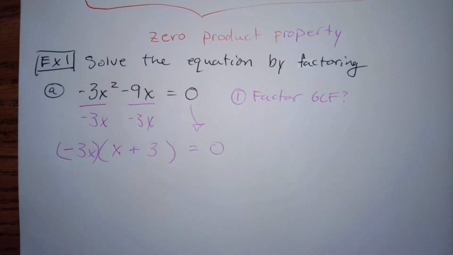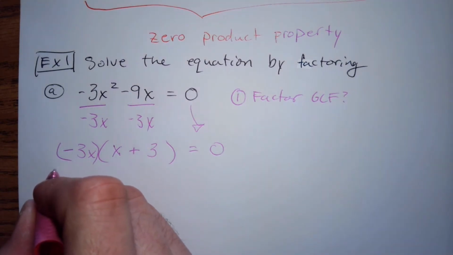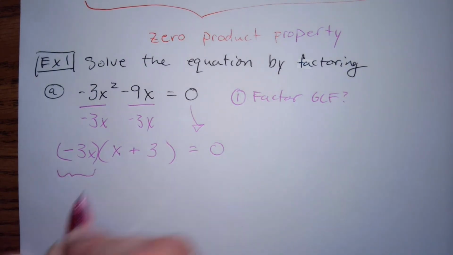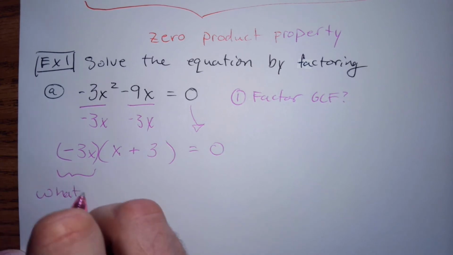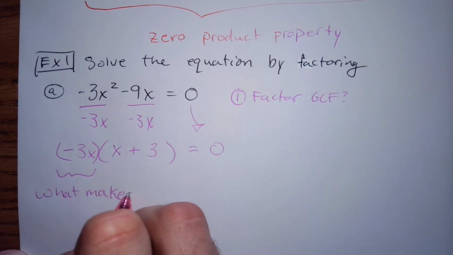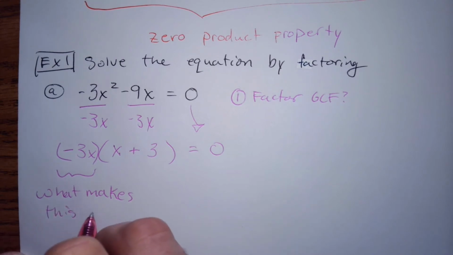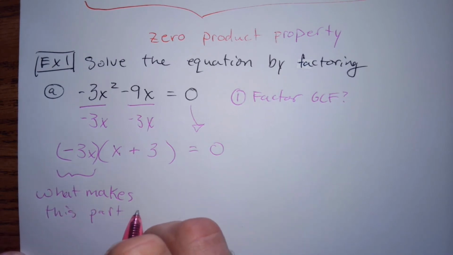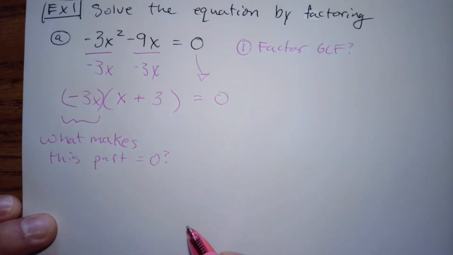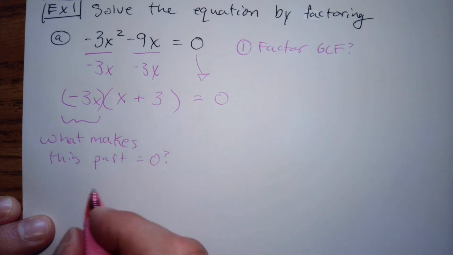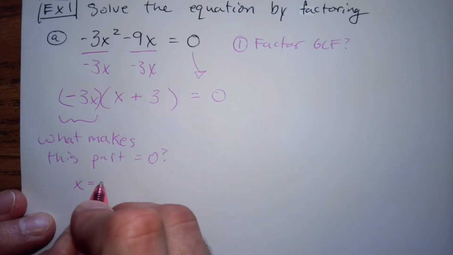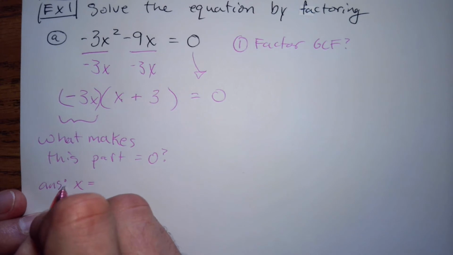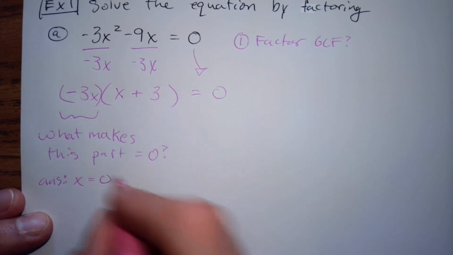or this piece has to be 0. So the question that you can think of is, what makes this part equal 0? What x value would make that equal 0? Yeah, 0. You plug in 0 for x, then negative 3 times 0 is 0. So I guess the answer is x equals 0.